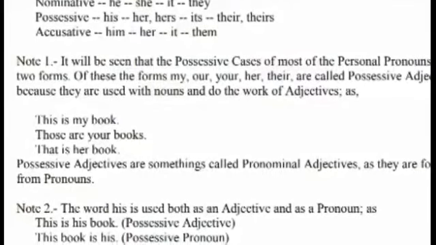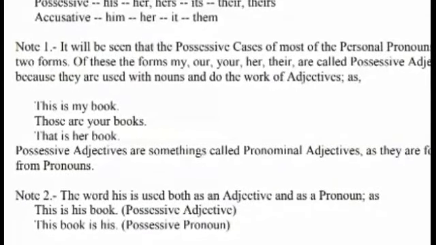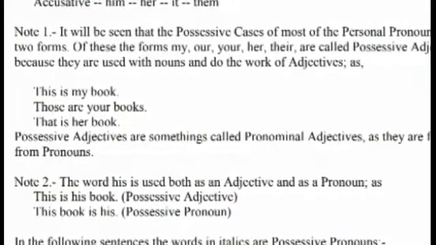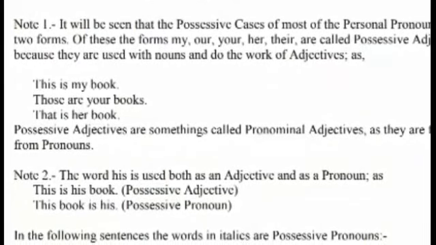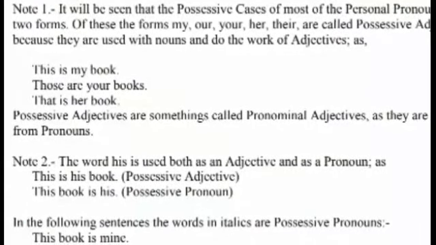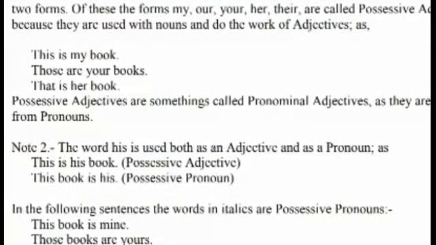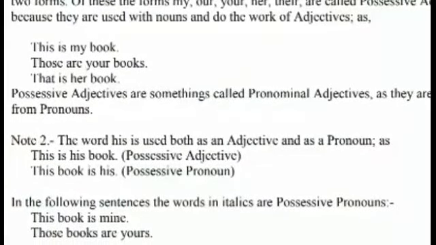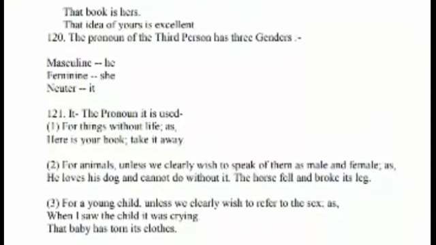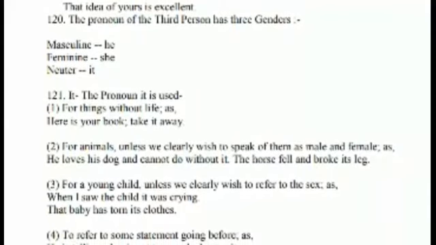Second one, note the word his is used both as an adjective and as a pronoun. Here, this is his book, that book is his. First one, possessive adjective. Second one, possessive pronoun. This is his book. Here, possessive adjective. This book is his. This is possessive pronoun. Okay. In the following sentences, the words in italic are possessive pronouns. This book is mine. Here, mine is possessive pronoun. Those books are yours. Yours is possessive pronoun. That book is hers. That idea of yours is excellent. Here, hers, yours, mine, all these are possessive pronouns.